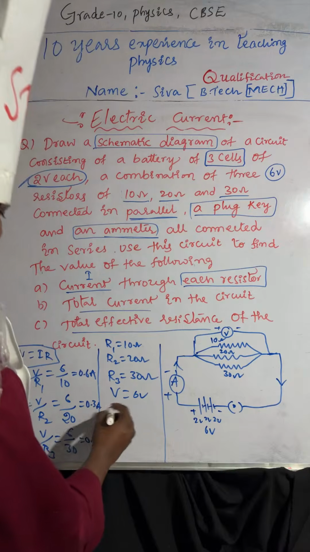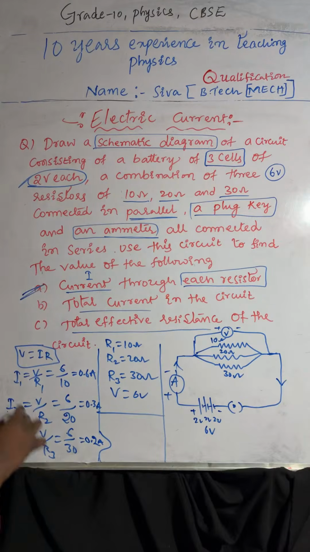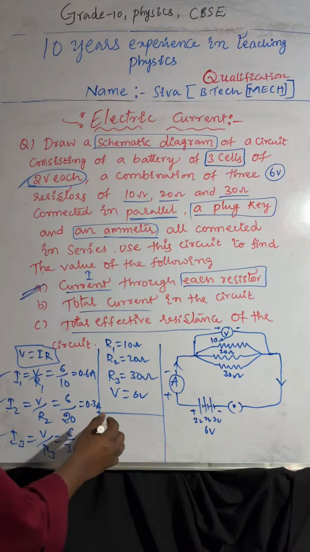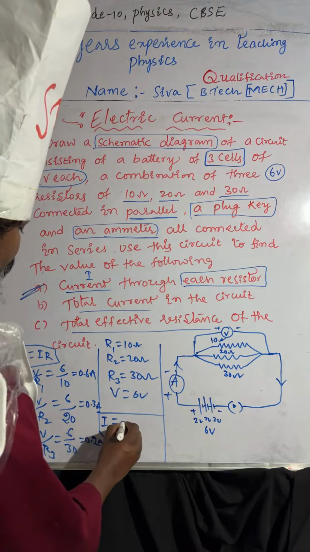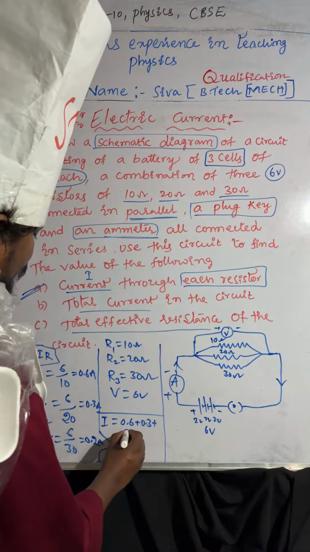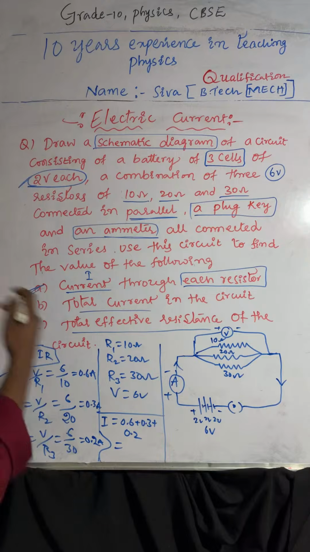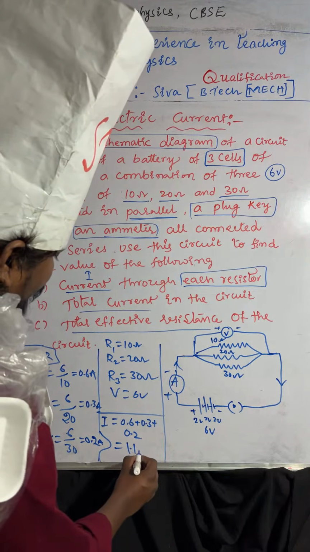0.2 ampere. So I have to add all the currents they are asking. This is the current through each resistor: I1, I2, I3. So the total current I equals 0.6 plus 0.3 plus 0.2. What is the total current value? So 1.1 ampere, right? 1.1 ampere.